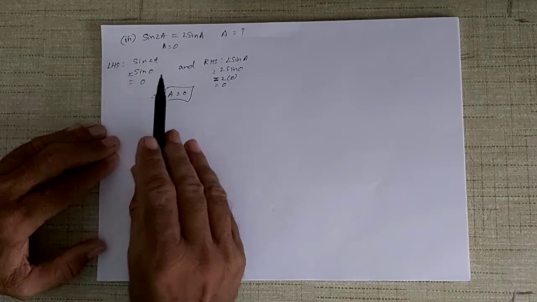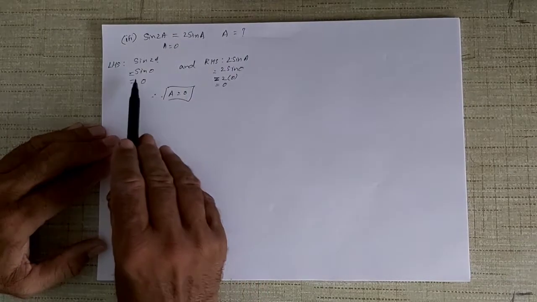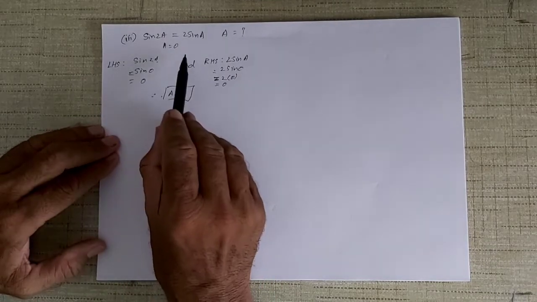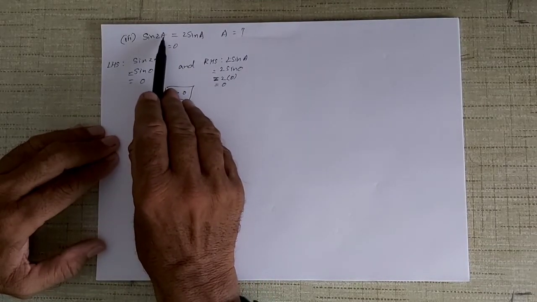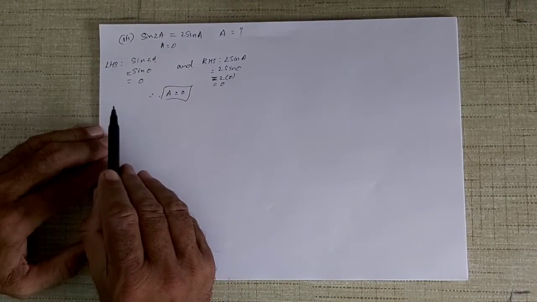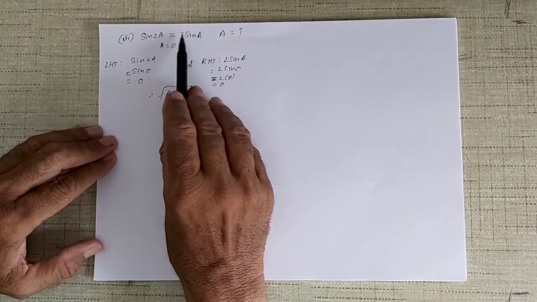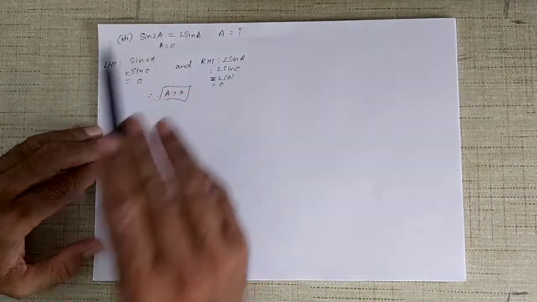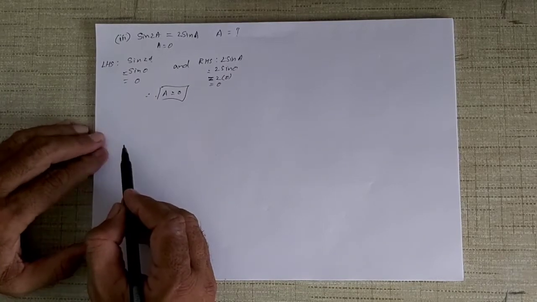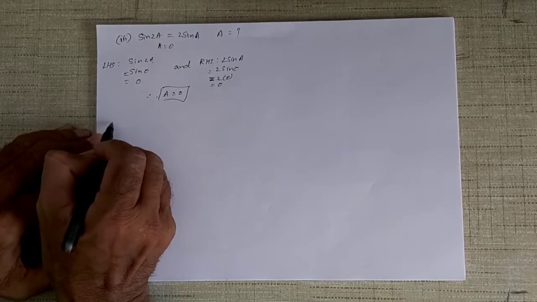If you take sine 30, if you put 30 in place of A, you will not get left hand side and right hand side equal. Instead, if you put 45, 2 into 45 is 90, sine 90 is 1, and 2 into 1 would be 2, so left hand side and right hand side will not be equal. Only in the first case left hand side and right hand side will be equal. Alright, let's see the fourth one.